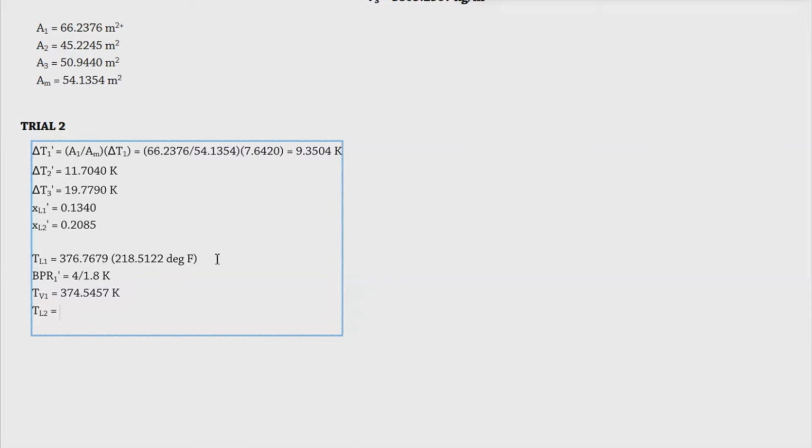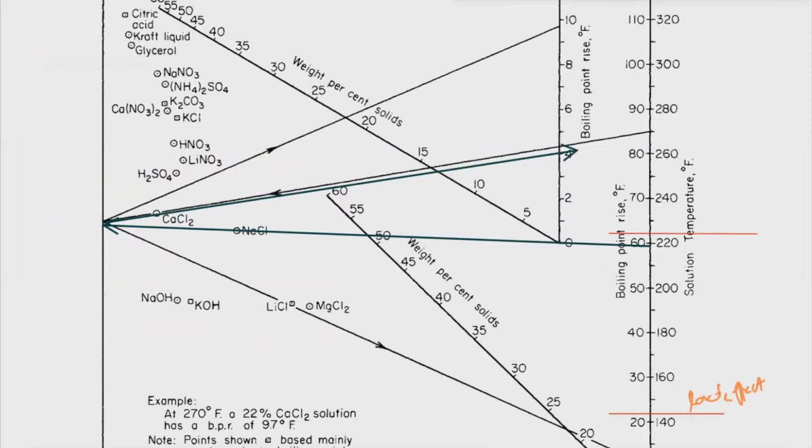So we have 374.5457 and then minus delta T2, so we have 11.704. So we have 362.8417 Kelvin, and then knowing na meron tayong BPR sub 2 prime, we take that on the figure again. So we know naman na itong TL sub 2 is yung liquor solution temperature. Let's convert that to Fahrenheit. That is equal to 193.4451 degrees Fahrenheit.